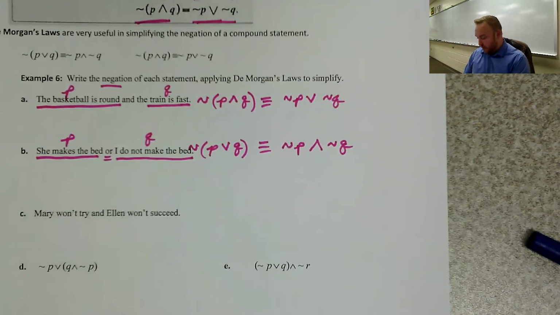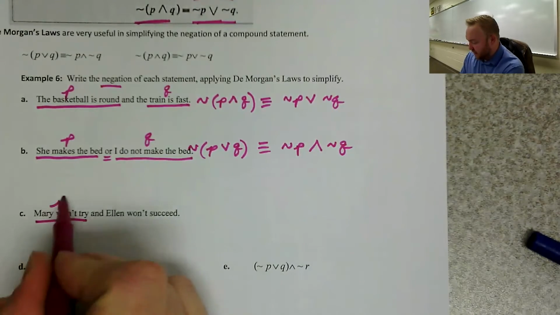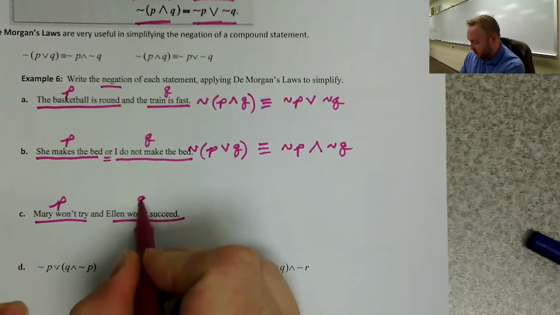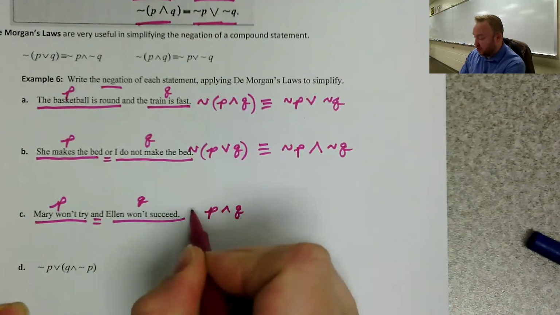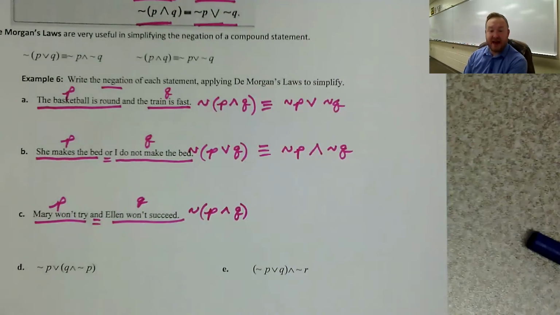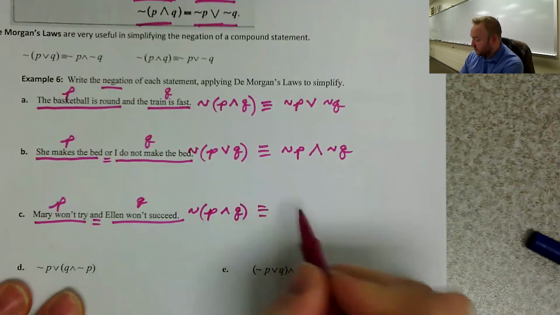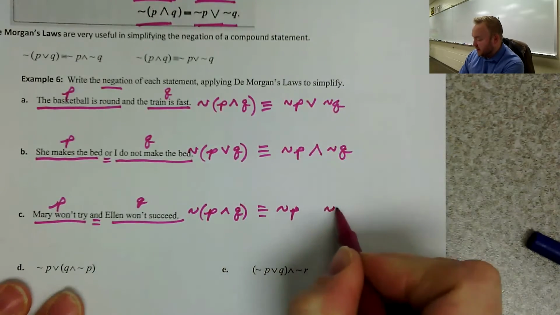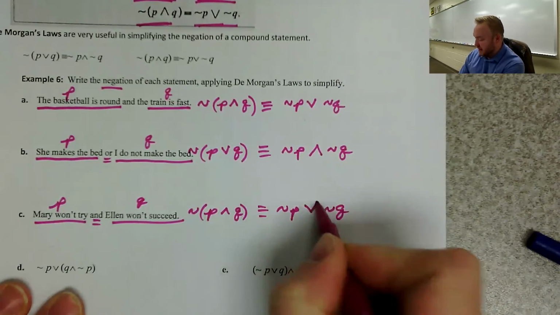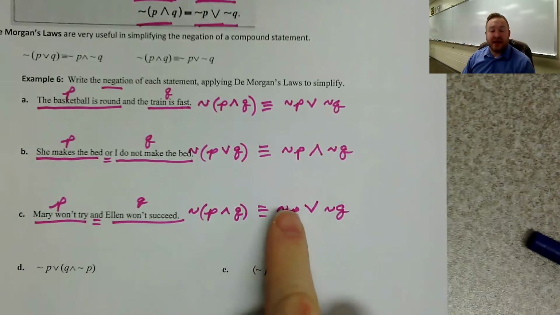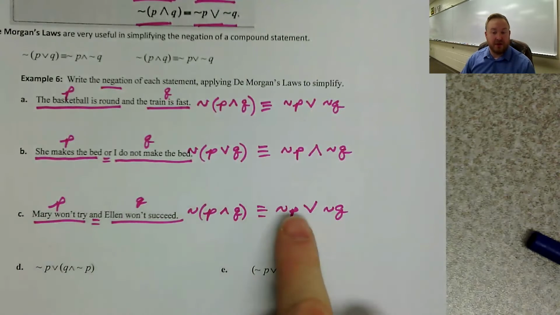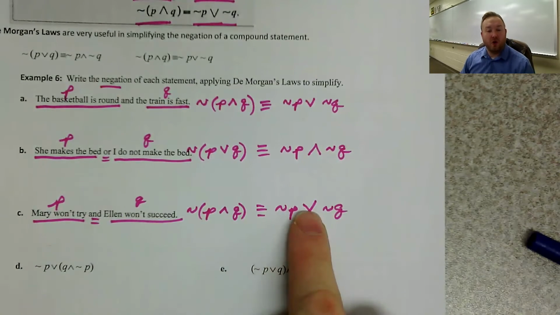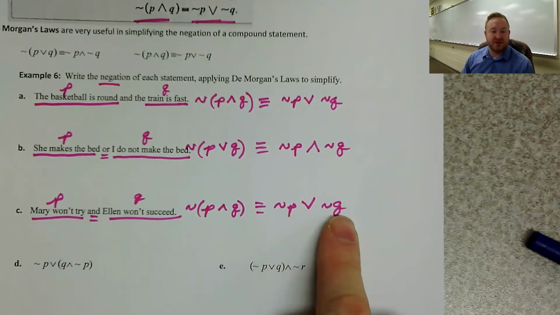Down here, Mary won't try will be P. Ellen won't succeed will be Q. We've got an and, so this statement is P and Q. We are told to negate that whole thing. So we will negate P, we'll negate Q, and change the and into an or. And now the negation of this statement is Mary will try, because remember originally it said won't. So this would be Mary will try, or Ellen will succeed.